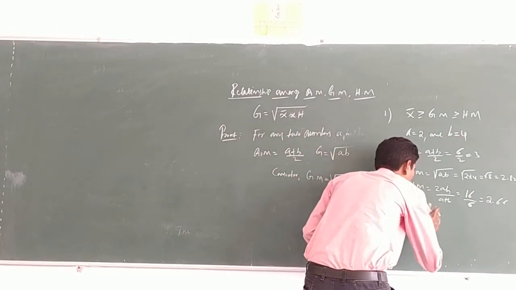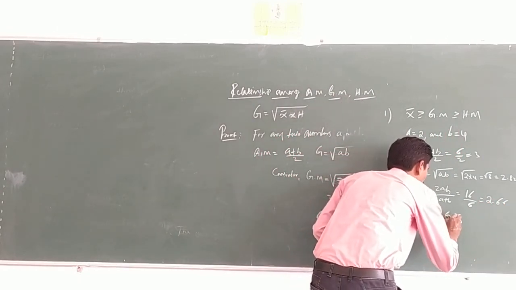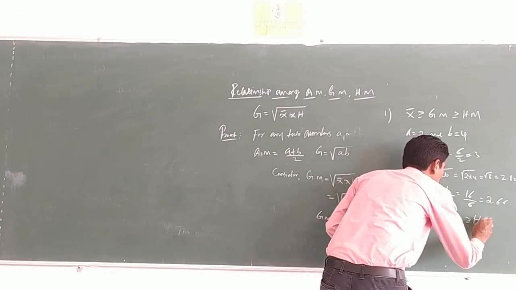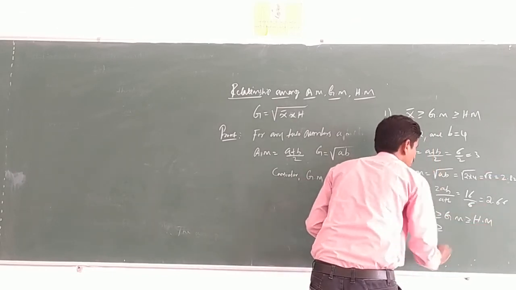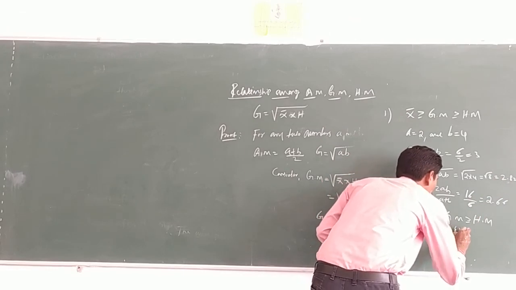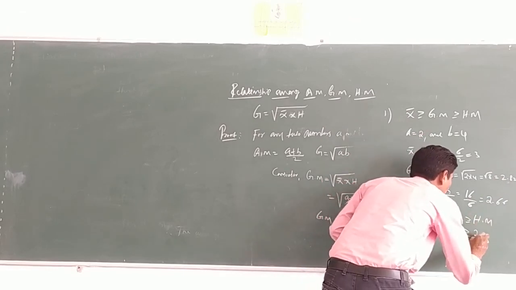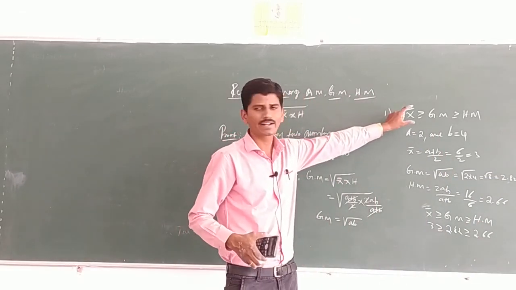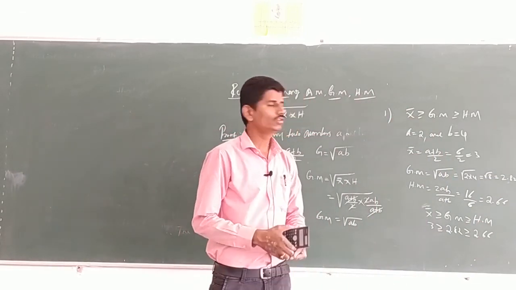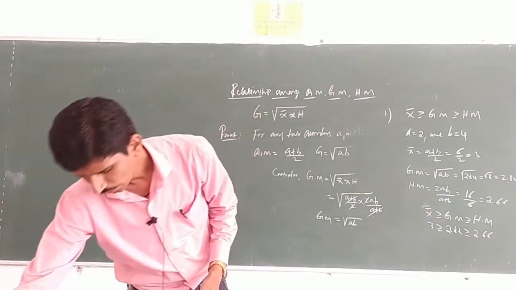X bar is greater than or equal to GM, is greater than or equal to HM. Here X bar is 3, which is greater than or equal to GM 2.82, which is greater than or equal to 2.66. Okay, it is the proof. See here, X bar is always greater than or equal to GM is always greater than or equal to HM.